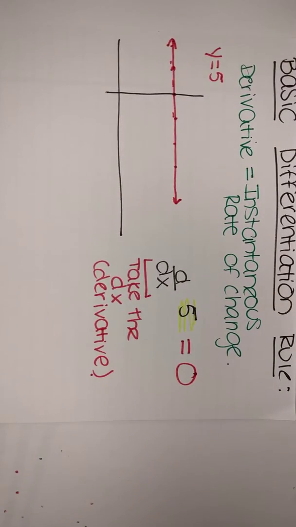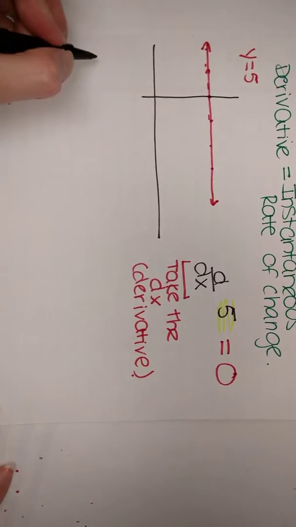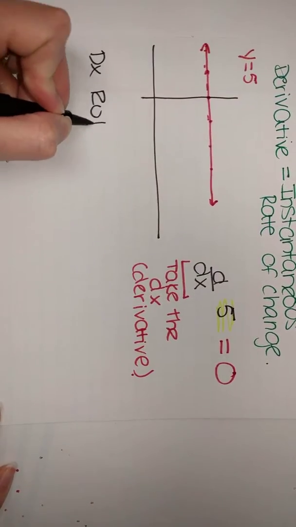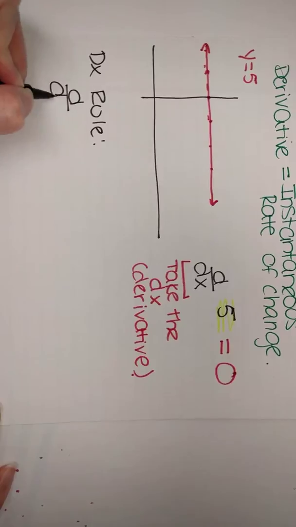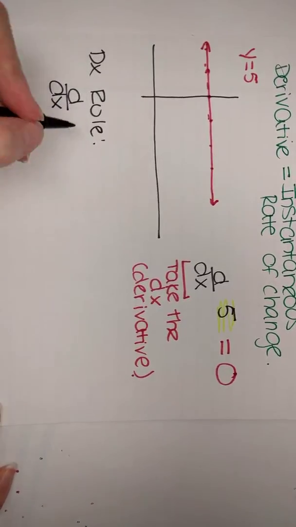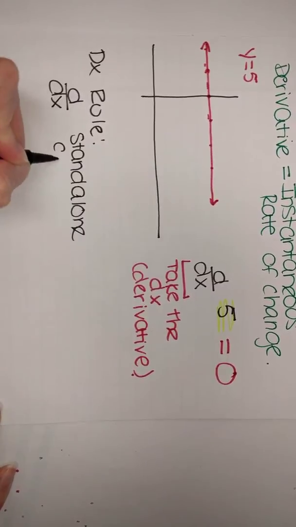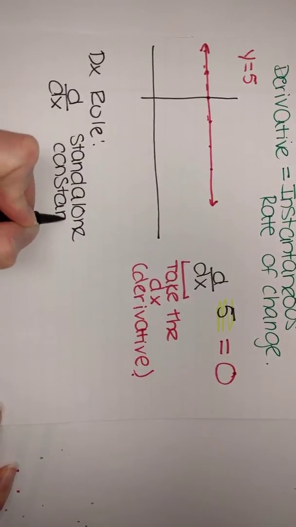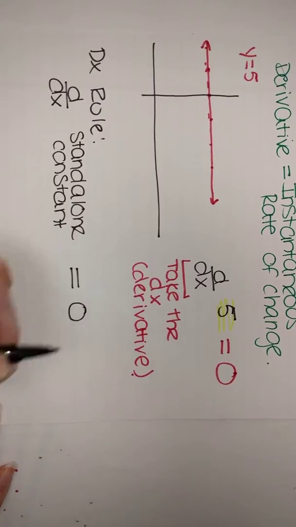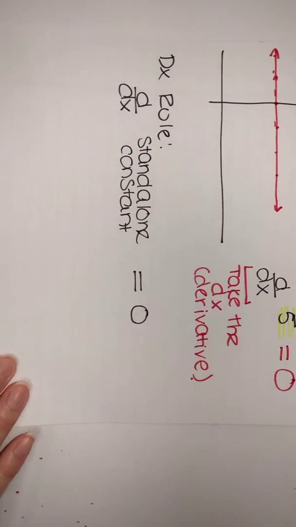So this quick example gives us our first derivative rule, and that is if we have the derivative, so d over dx, of a standalone, all by its lonesome constant, that will go to 0. So it will be equal to 0. So just two quick examples.